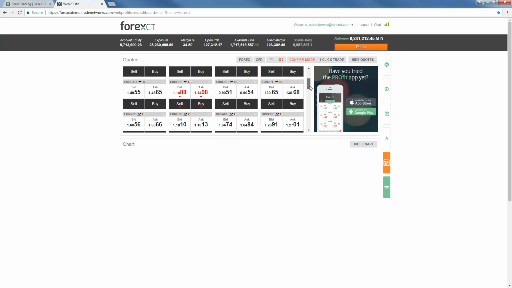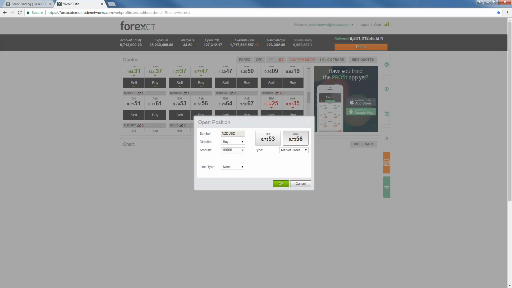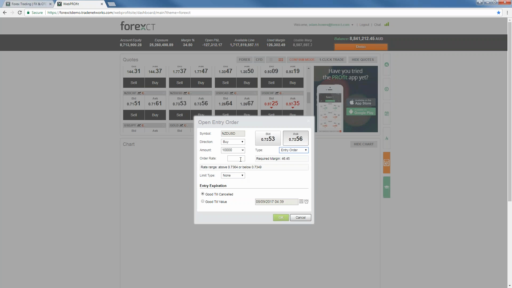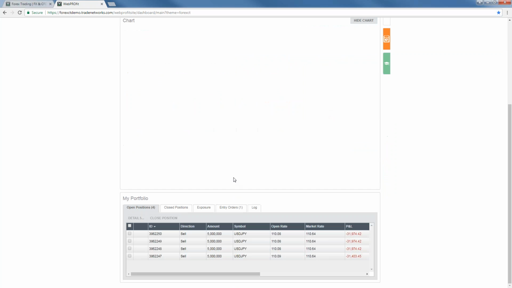Okay, so yet again, we're going to find the New Zealand USD pair. Just down here, we'll click on buy, select entry order. The order rate was 0.7378, which was 20 pips above, now 22 pips above the buy price. Going to select stop loss and take profit. Going to put our stop loss at 0.7350. Take profit at 0.7450. So what this means is if the order rate is triggered, we have a stop loss on the trade live at 73.50 and a take profit at 74.50. Click OK. We're in the market.